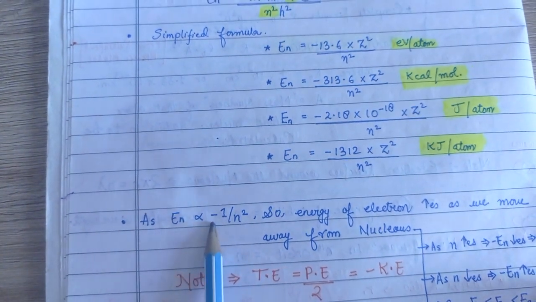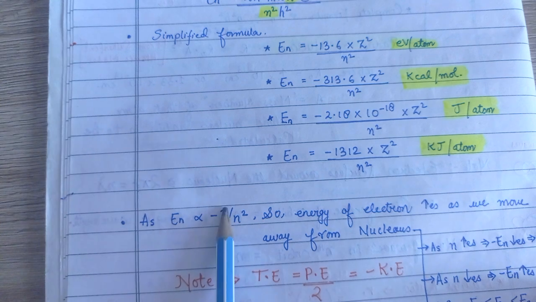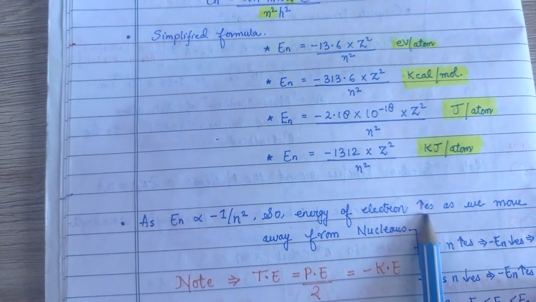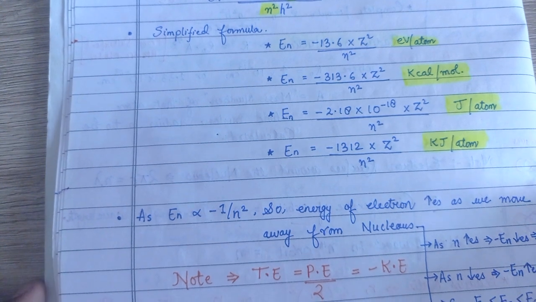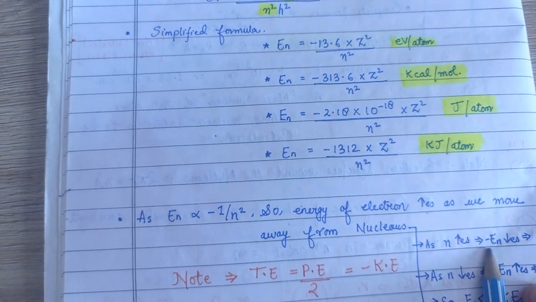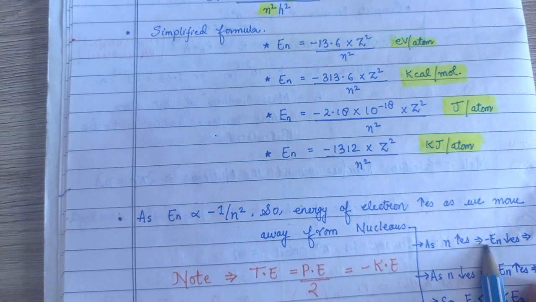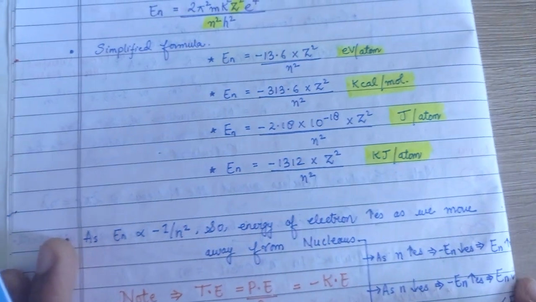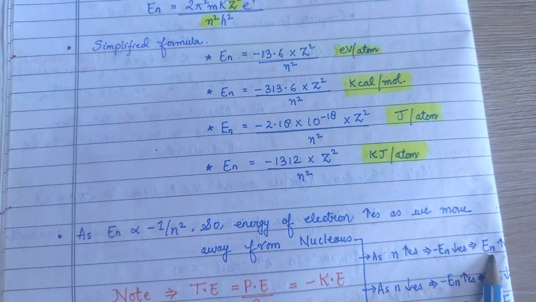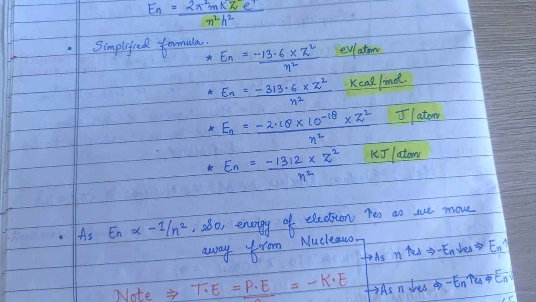As energy is directly proportional to minus 1 upon n square, the energy of the electron increases as we move away from the nucleus. A negative number that decreases in magnitude is obviously increasing. So as n increases, the negative value of energy will decrease, but the positive value will increase. I think you have knowledge of the integer number line: minus 2, minus 1, 0, 1, 2, 3.